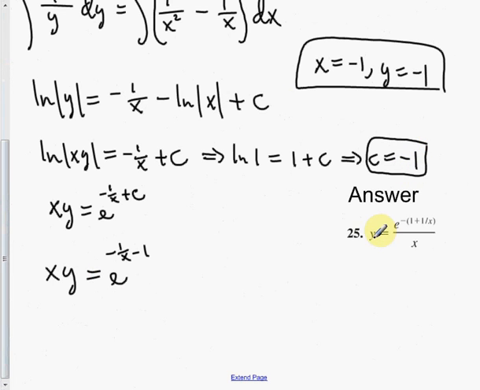And to get your answer to look like that, just divide both sides by x. So we get y is equal to e to the negative 1 over x minus 1, and that's all over x. Right? You factor out a negative from there, and you get that expression.